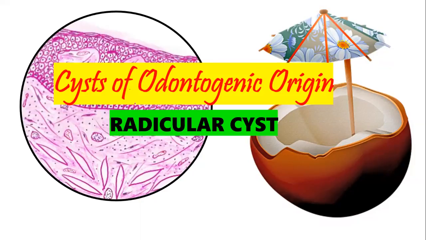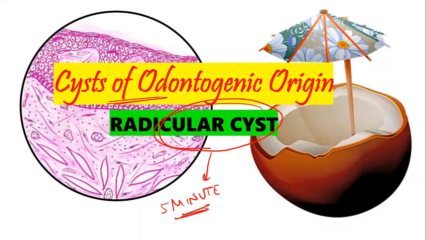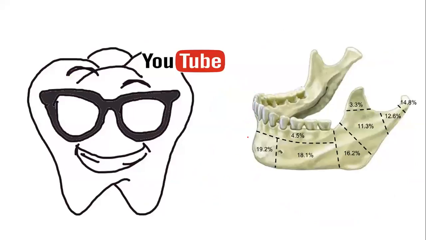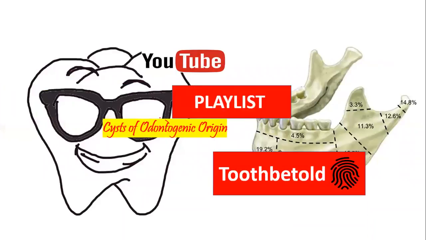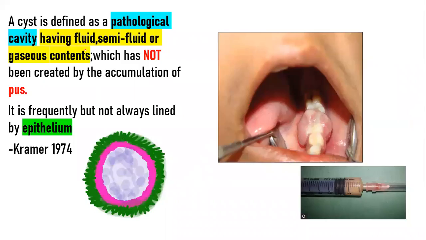This video is third in our series on the cyst of odontogenic origin, where we are talking about the radicular cyst. Now, I've already made a video on radicular cyst, but this is going to be your 5-minute summary for exams. If you want a more detailed video where I explain more, you can check out the playlist. I have also covered the odontogenic tumors, so you can check them out as well.